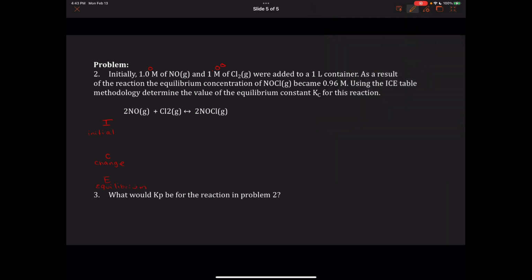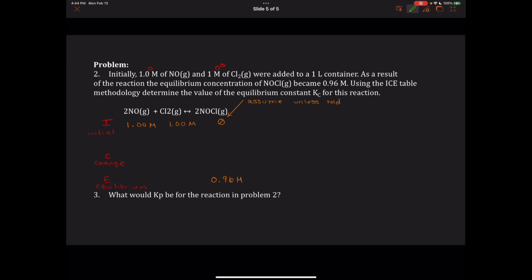And we start off by going ahead and plugging in the information that we're given into the table. So I'm told initially the NO is 1 molar, the chlorine is 1 molar. My product we can assume is 0. We will always assume that we have no product before the reaction starts unless we're told otherwise. Because if my reaction hasn't started yet, we don't have any product. The other thing we were told is the equilibrium amount of the NOCl. So I can plug in 0.96 molar.